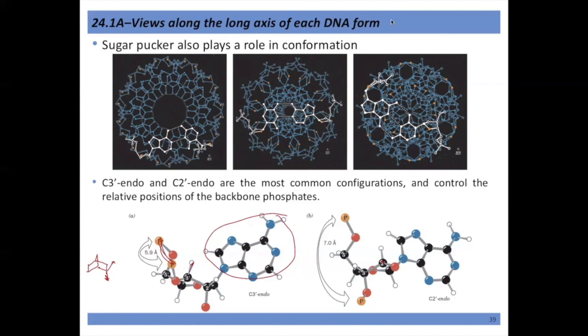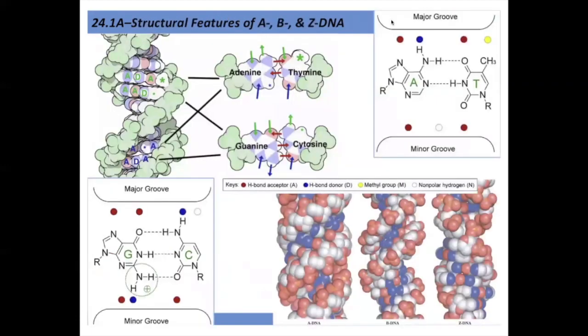So C3 endo essentially puts them cis, pointing in the same direction, in close proximity to each other. When we go to C2 endo and pucker that ring, those phosphates are a long way away. It's hard to see in here, but the conformation of the sugars changes quite a bit, and that's part of what's causing these different conformations. I'll have a slide later that shows that a little bit more.